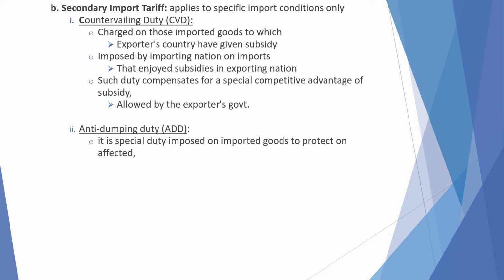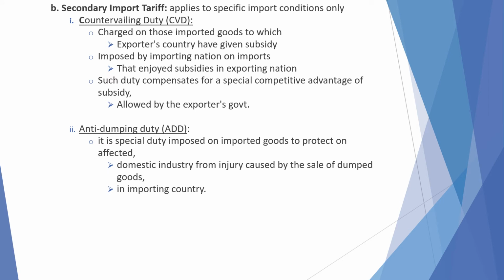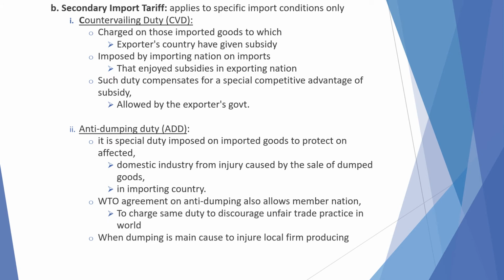Next we have anti-dumping duty, ADD. It is a special duty imposed on imported goods to protect unaffected domestic industry from injury caused by the sale of dumped goods in the importing country. The WTO agreement on anti-dumping allows member nations to charge the same duty to discourage unfair trade practice in the world when dumping is the main cause of injury to local producers. When a tariff is temporary, it is called tariff surcharge.